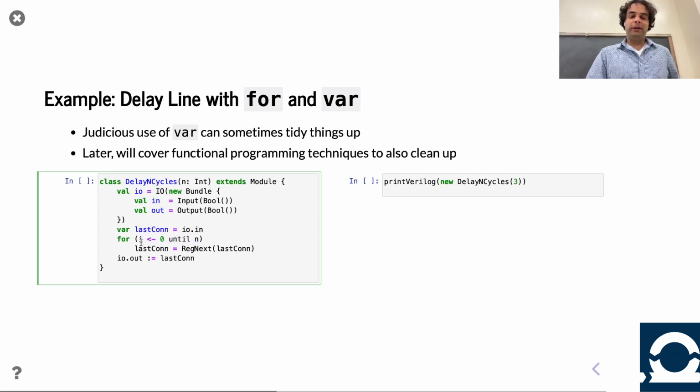This is a for loop. What does it do? It keeps taking the last connection and attaching a register to it. So whatever the last register was, wrap that in the register, pass it on. Wrap in the register, pass it on.